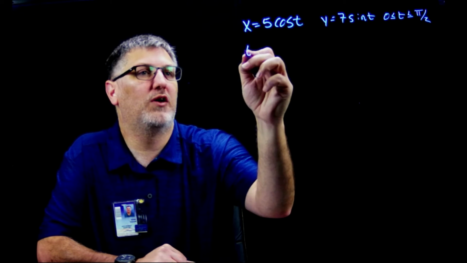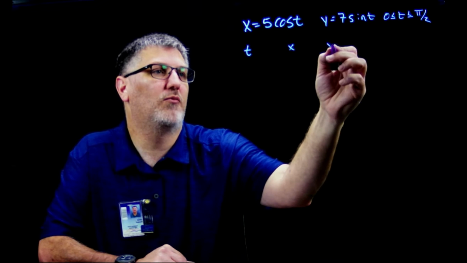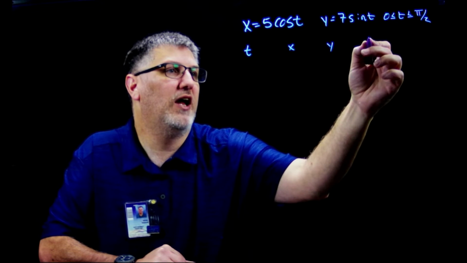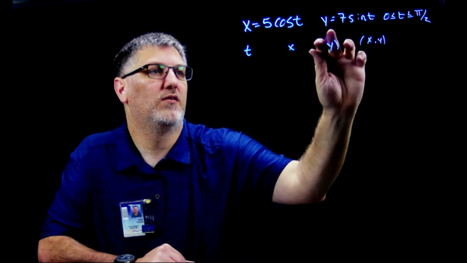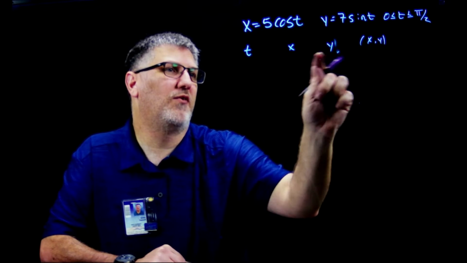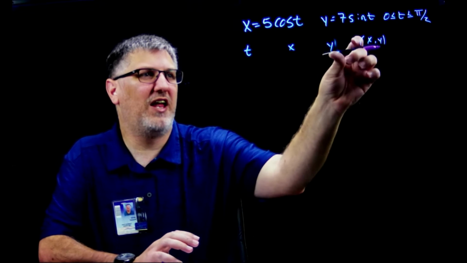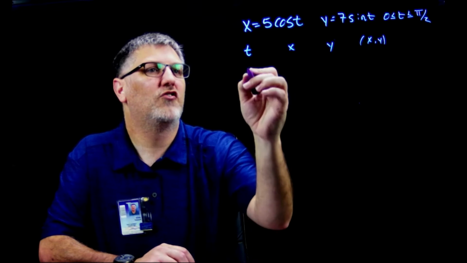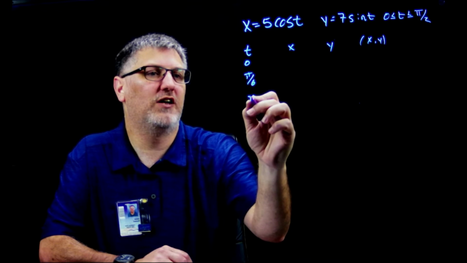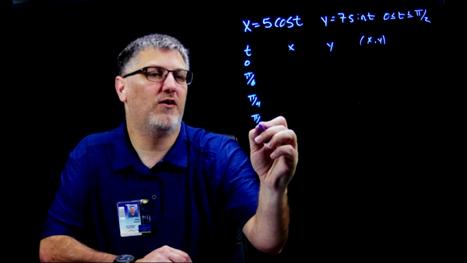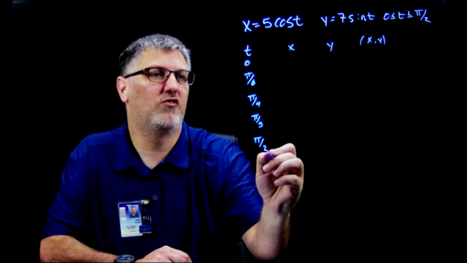So I want to go ahead and graph this. What I'm going to do is create a table: t, my x, my y, and then my xy. You don't really need this column if you have an x and a y, but it's kind of handy so I can just look at points. For my t, I'm going to go from 0 and pick the unit circle values pi over 6, pi over 4, pi over 3, and pi over 2.